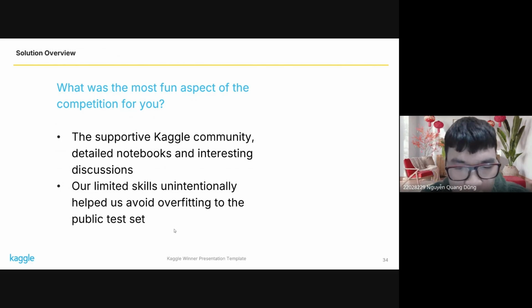Interestingly, our relatively limited skills turned out to be an advantage in a way, as they helped us avoid overfitting to the public test set, and we were able to focus on generalizing well on the private test set, which ultimately worked in our favor.